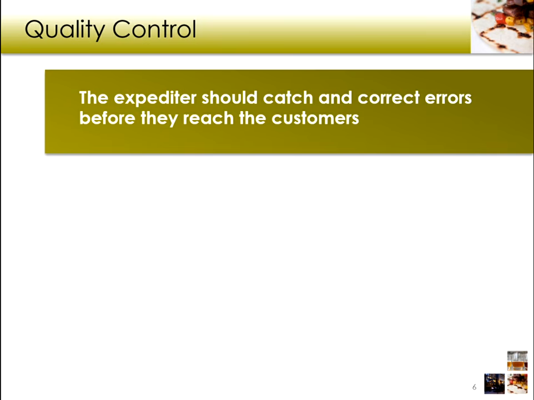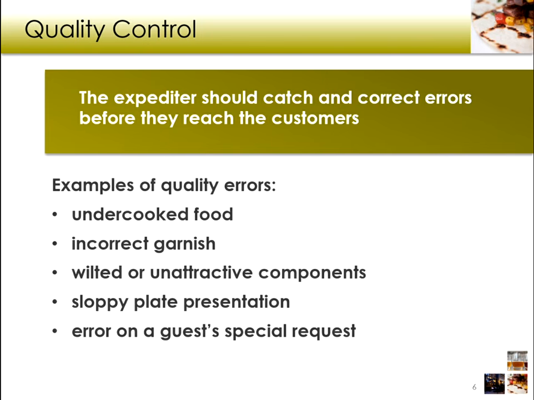Whether that expediter is on the wait staff side of the pass or in the kitchen, someone needs to be that final check of the dishes before they go out. They're going to catch undercooked food, incorrect garnish, wilted or unattractive components, sloppy plate presentation, error on the guest special request, right? All of these things, if we don't make sure they're correct, that plate's coming back to the kitchen and we're going to have to redo it. And that's just going to mess the whole rhythm of the kitchen, right?